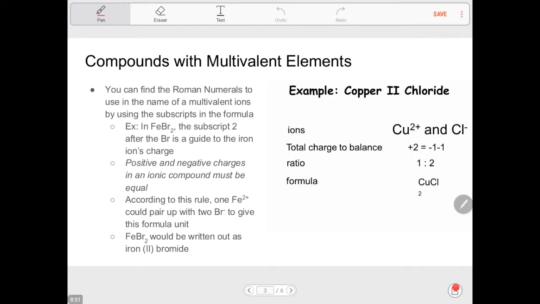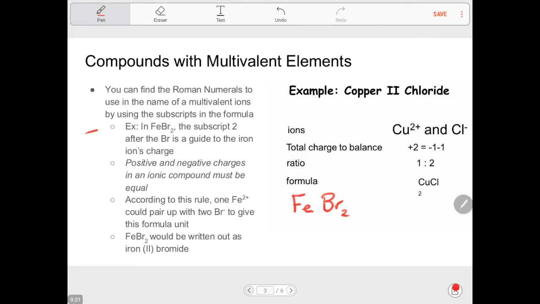Moving along here, you can find the Roman numerals to use in the name of multivalent ions by using this. This is interesting too. I like this one. This is kind of going backwards, everyone. This one is saying they're going to give you the compound first and help you understand which charge you have. We'll go with the example they have right here. Let's say I gave you FeBr2.